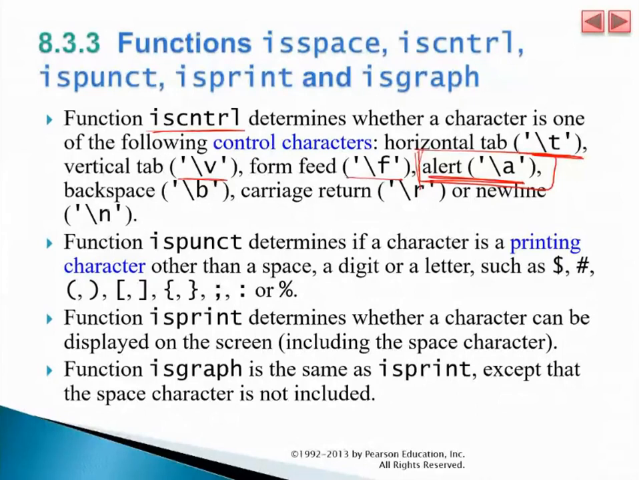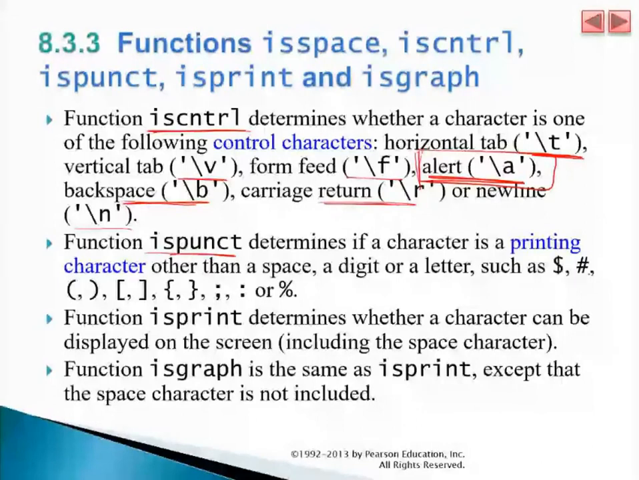Then backspace, carriage return, the enter sign, new line, all these are control characters. We are actually controlling the format of the program, right? So these are also counted as control characters. If any character we pass in is a control character, the function will return true, otherwise it will return false. Similarly, is punctuation.